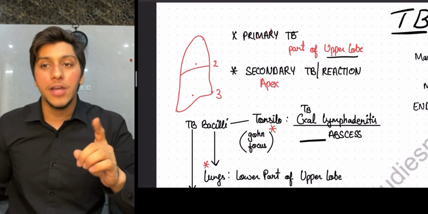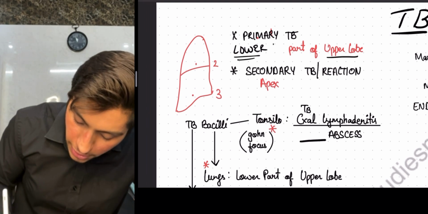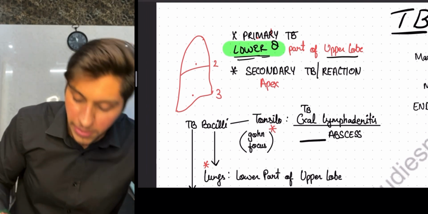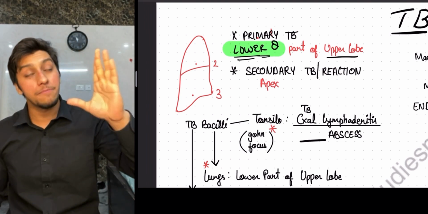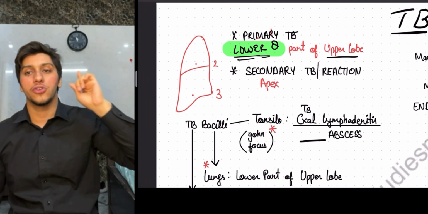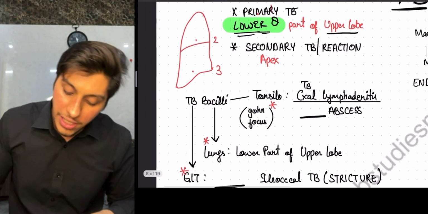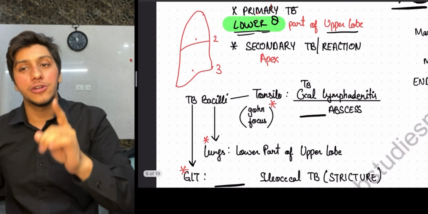But what part of the upper lobe? It is going to be in the lower part of the upper lobe. What side, guys? Lower part. So how I said is primary. So primary people, they are always on the top. But to reach the top, you have to start from the lowermost part. So always remember, primary TB is going to be in the lower part of the upper lobe, while on the other hand, guys, secondary TB is going to be on the apex.